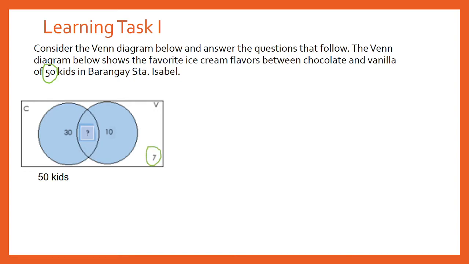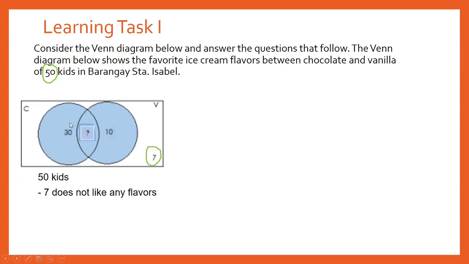So, this 7 does not like any flavor. So, ayaw niya ng chocolate and vanilla. So, maminus natin yan sa 50. Next, so 50 minus 7, 43.